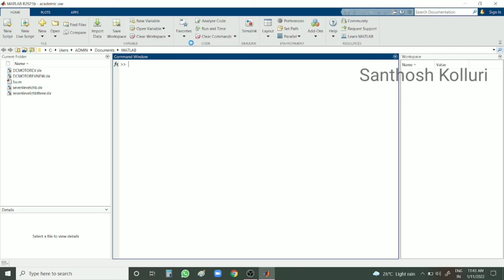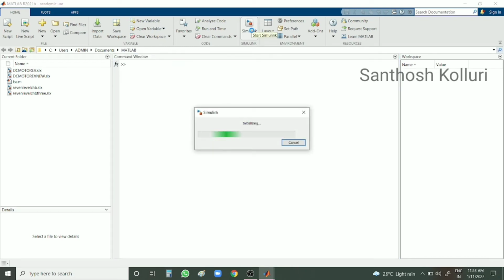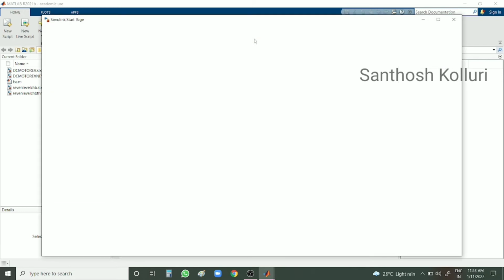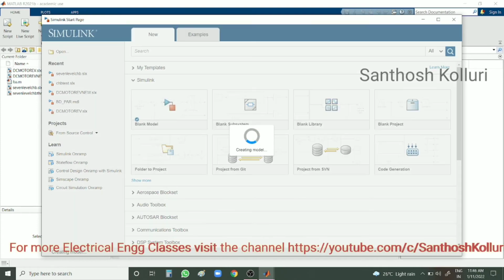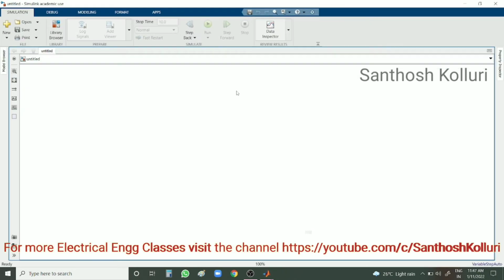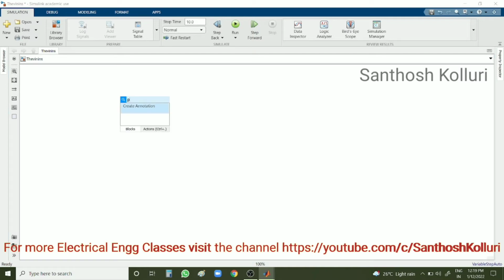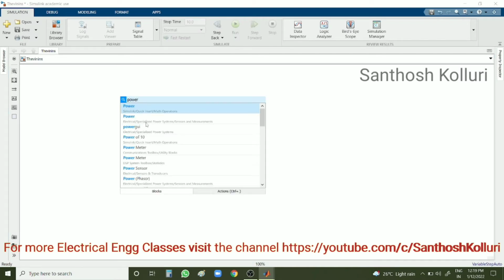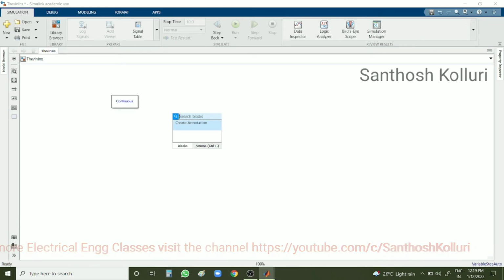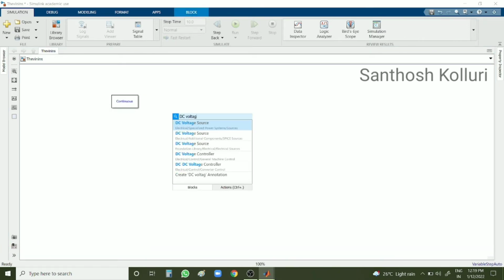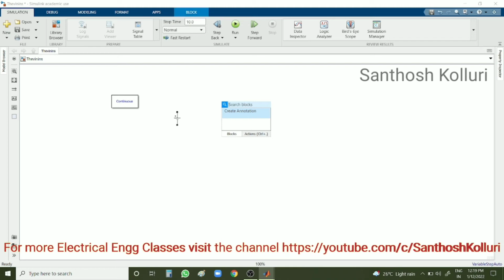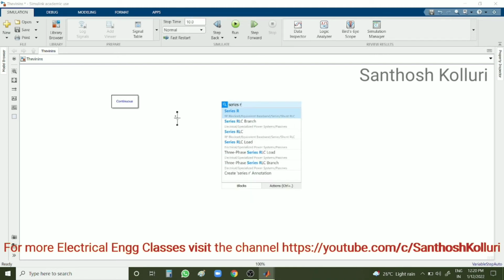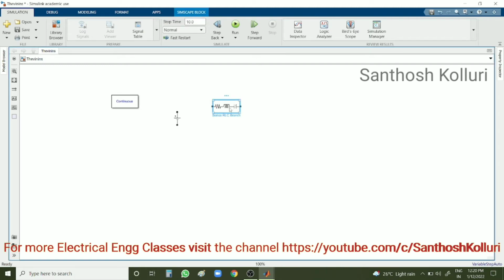Open the MATLAB account, and there we have the Simulink option. After pressing the Simulink option, a new window will open, and there we need to select a blank model. To make the circuit active, I have selected the powergui component. It will make the entire circuit active, and the DC voltage source serves as the power supply. I'm considering the series RLC branch component.